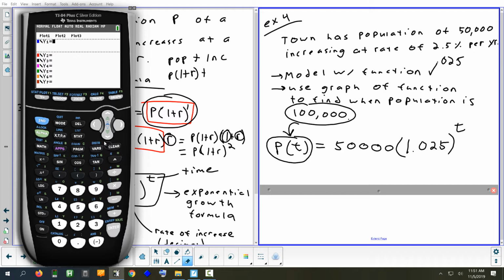So we'll do this exact problem later when we do logarithms. But how would I do it graphically? 100,000 is one value, and then 50,000 times 1.025 to the x. Just fix your parenthesis. What should I set my y max to? 125,000. At least it's got to be above 100,000, or I won't be able to see it.